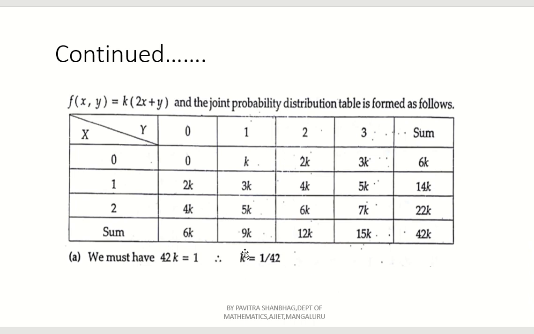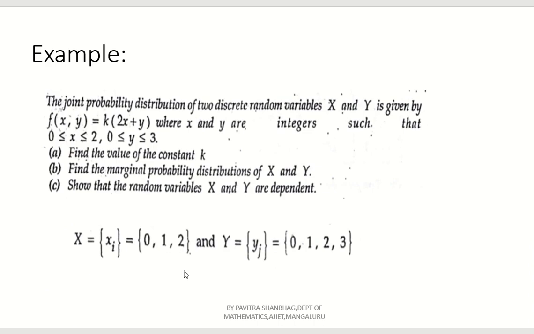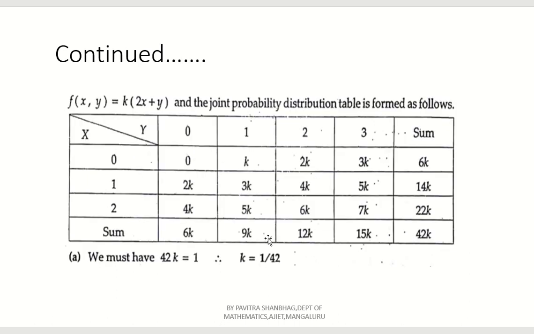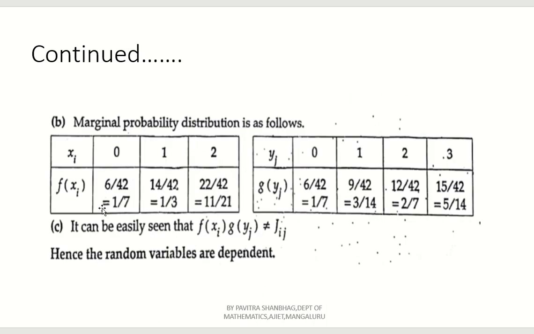Now after finding this k value, just replace it in the marginal distribution concept. That is, the x values are 0, 1, 2 and the y values are 0, 1, 2, 3. According to this, you have to compute. So what are the marginal probability distributions of x and y? See, x values are 0, 1, 2. What is f of x? Just replace here: 6 by 42, and next f of x2 is 14 by 42, f of x3 is 22 by 42. Simplify: 6 by 42 means 1 by 7, and 14 by 42 is what we have written here. So 1 by 7, next 1 by 3, next 11 by 21.